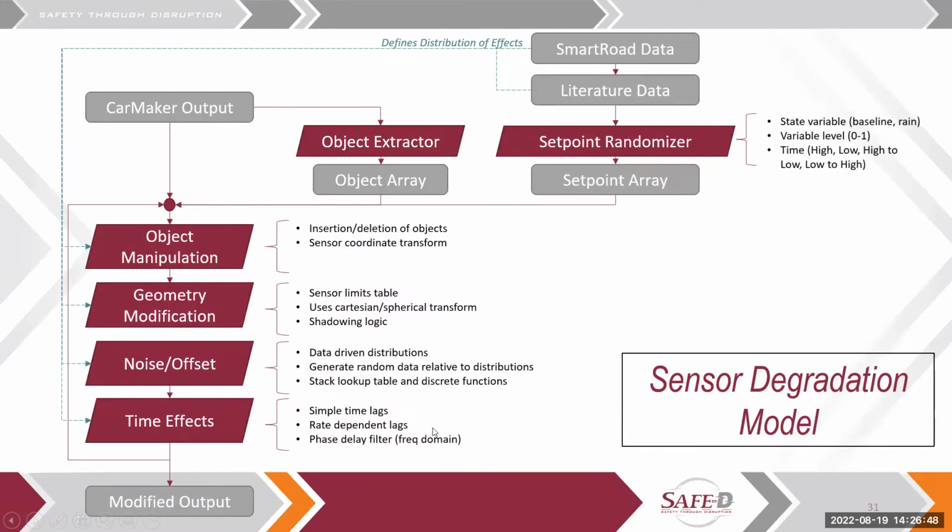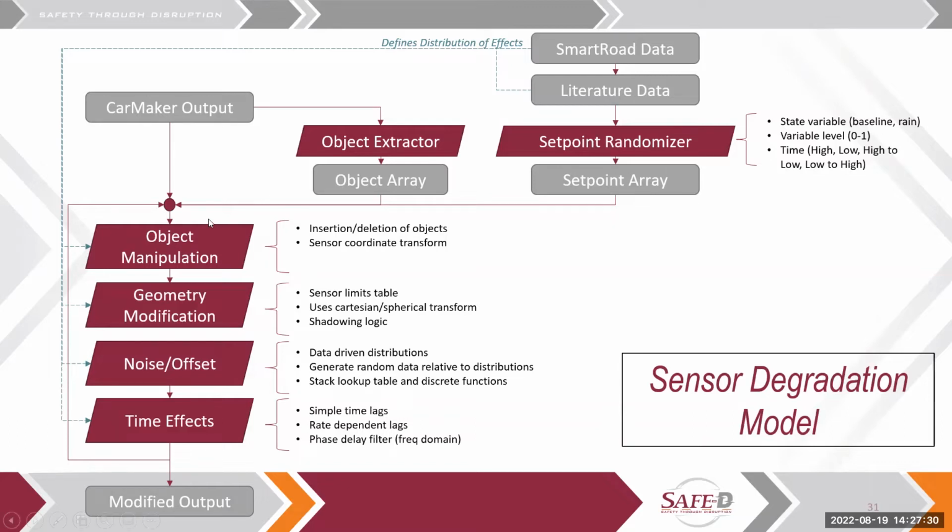And so once we collected all of that data, we needed to build the degradation model. So here is basically a flow of how we go from the car maker simulation output to the modified output. We first have to extract all the objects and make them in a usable format for us to manipulate. And likewise, we need to have a different set point that we randomize all of the input variables to, like how much degradation we want within the simulation. So we have that built here.